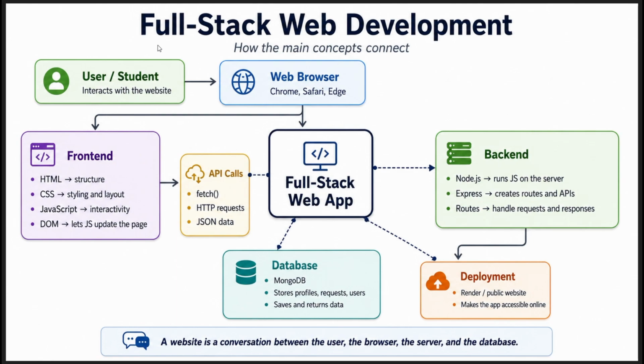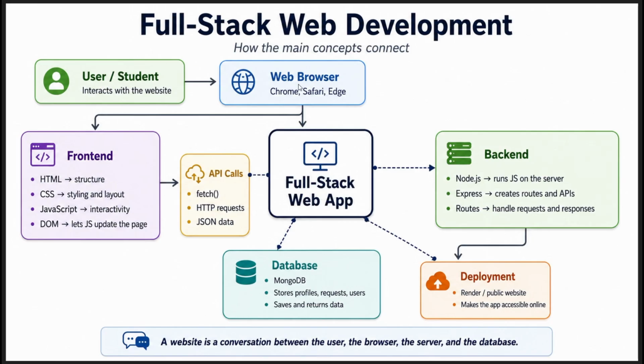So at the top, we start with the user or the student. The user is the person who basically interacts with the website. They might click buttons, fill out a form, search for teammates, post a skill, or basically they use the website. The user does not directly see the backend or the database. They only interact with what appears in the browser.